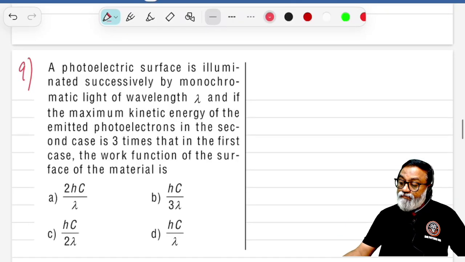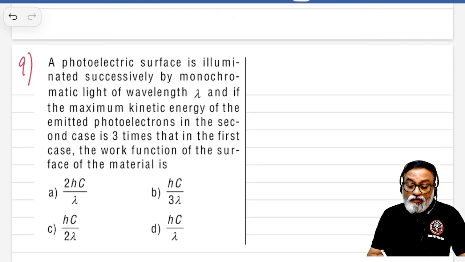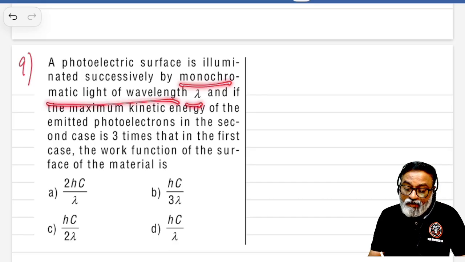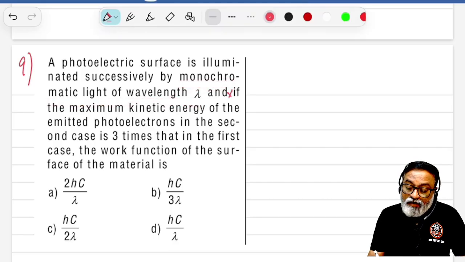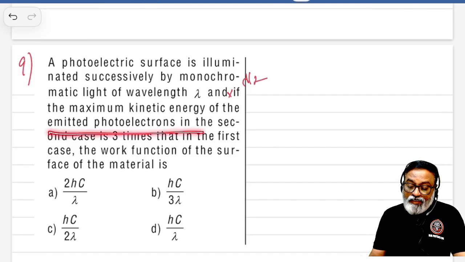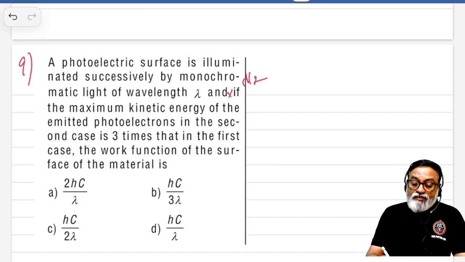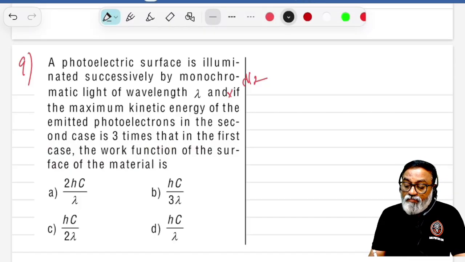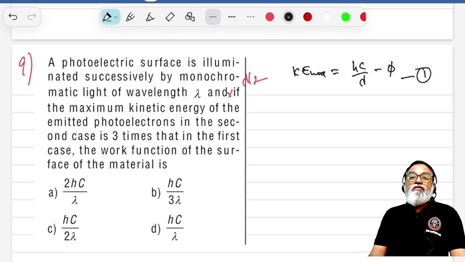Next one. Here a photoelectric surface is illuminated successively by monochromatic light of wavelength lambda and lambda by 2. If the maximum kinetic energy of the emitted photoelectrons in the second case is 3 times that in the first case, what is the work function of the metal? In the first case, maximum kinetic energy KE max is equal to hc by lambda minus phi. It is equation number 1.